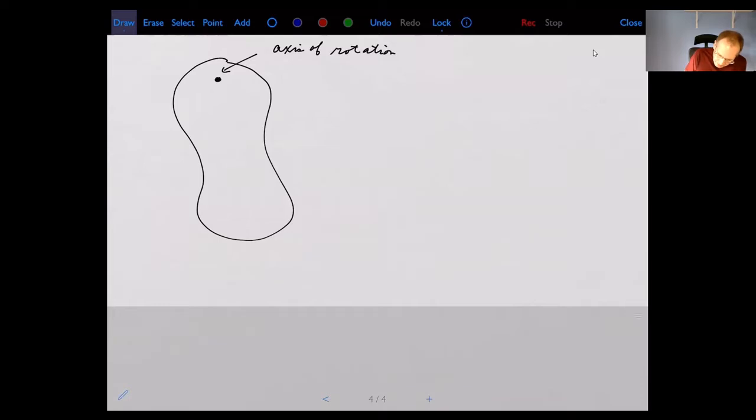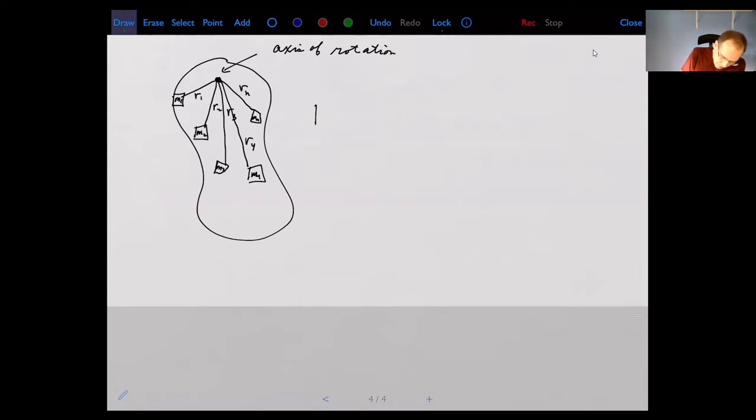Then I can break this object up into little bits of mass. Like this is say M1, then let's say M2, M3, and so on, M4, all the way up to Mn. And each little bit of mass is a certain distance away from the rotation point, from the axis of rotation. I'll call this R1. This is R2. This is R3. This one would be R4. Rn. Okay, and again, you have to imagine that the whole thing is broken up into little bits of mass.